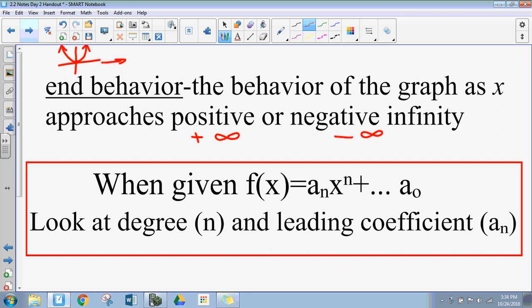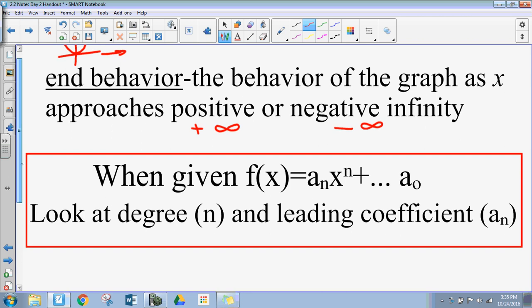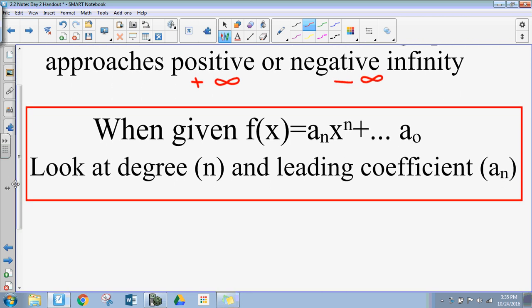So you're going to be given a function that's a polynomial. It could be x to the third, x to the fourth, x to the fifth, but you're going to be able to describe the end behavior of that polynomial. What determines the end behavior is the degree and the leading coefficient.